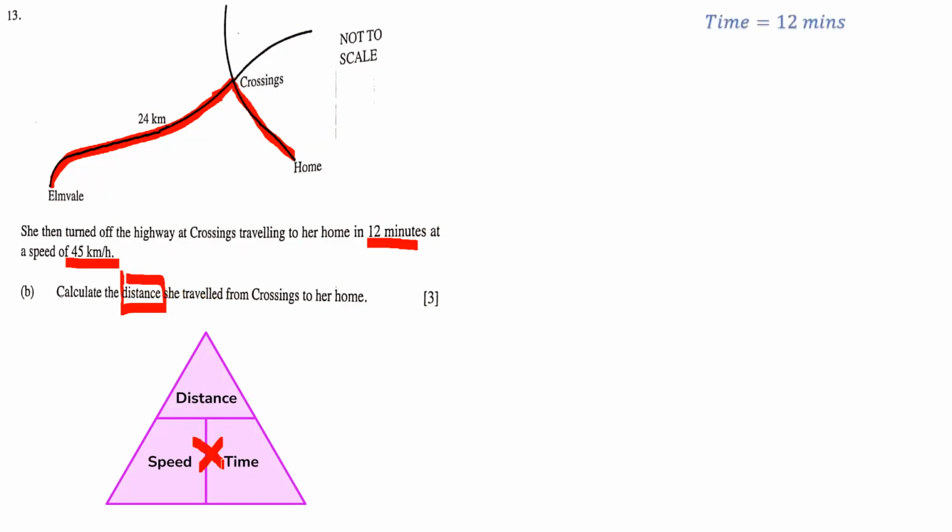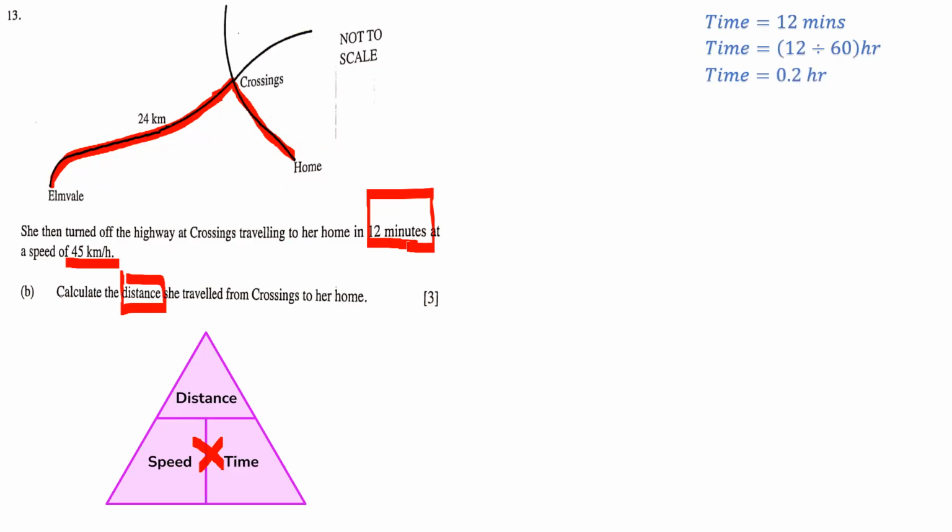Let's remember that. Distance is speed multiplied by time, so we need the speed and we need the time. What is the time? They tell us clearly the time is 12 minutes. Let's convert that to hours. How are we going to convert minutes to hours? We just have to divide by 60. 12 divided by 60 is 0.2. So she traveled 0.2 hour.